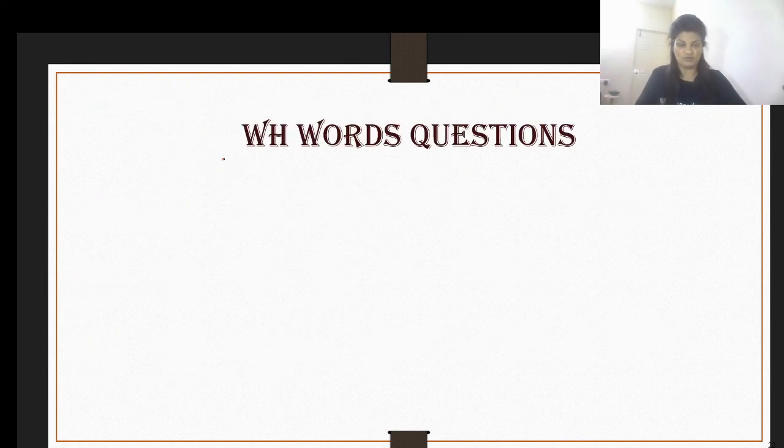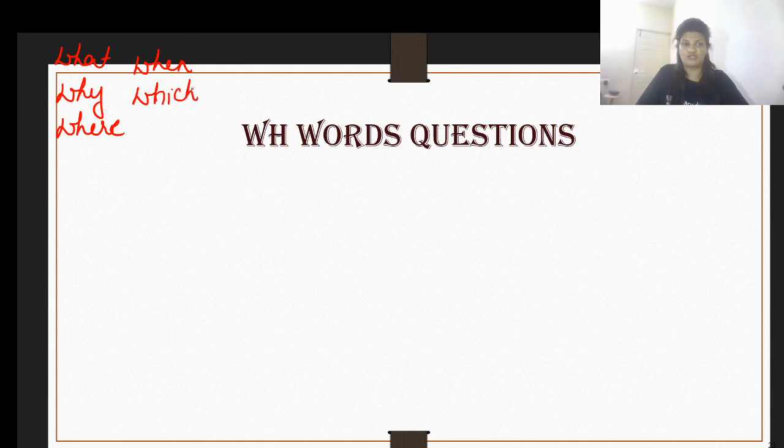Now let us move on to the next one, which is WH question words, or WH words questions. What are WH words? Well, words like what, why, where, when, which, who, how, and did I leave anything? Whom. Okay. These are your WH words which are used in forming the questions.